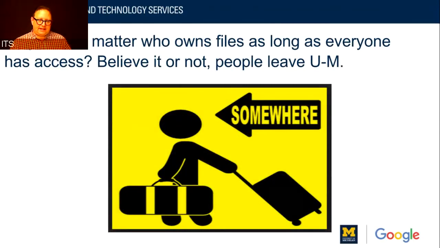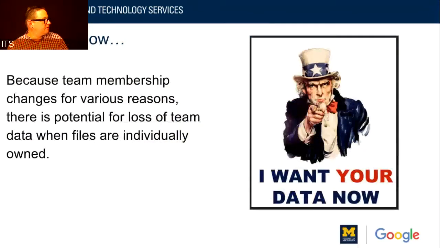As long as everyone has access, believe it or not, people leave U of M in some way or another. They either leave the university, they leave their department, or they switch over to a new unit, school, or college. This helps to make sure the data is accessible by folks on the team after they leave. If they're lucky, they retire. Right. So as we all know, team membership changes for various reasons, and because of that, there's potential loss of team data when files are owned by a person rather than a team.